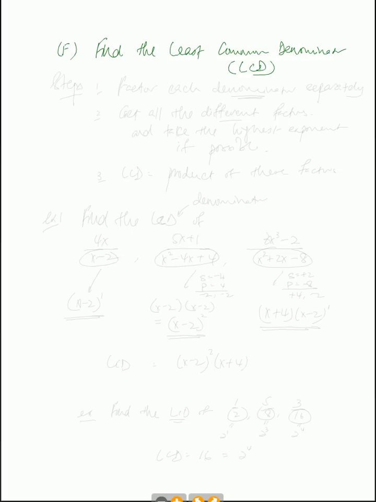Okay, let's write down the steps so you won't forget. First thing you want to do is to factor each denominator separately. So remember, the whole story is about denominators. So factor each denominator separately, and then what you need to do is to get all the different factors.